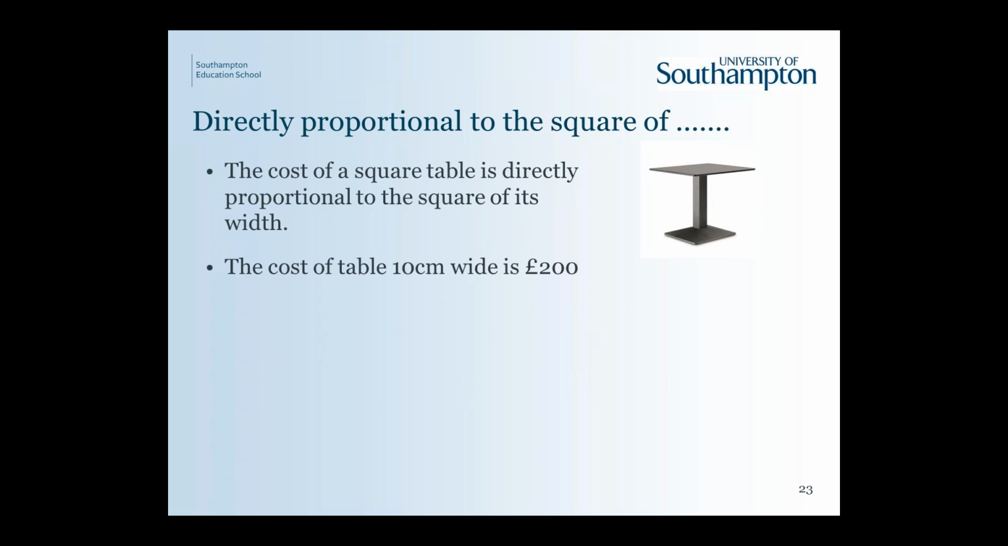So you might be told, and they have to read the questions really carefully, not just assume that it's a regular direct proportion, that the cost of a table is directly proportional to the square of its width. So this is when things are directly proportional to the square of something. They've told us that a 10 centimetre wide table is £200. That's the information that we're going to use a bit later.